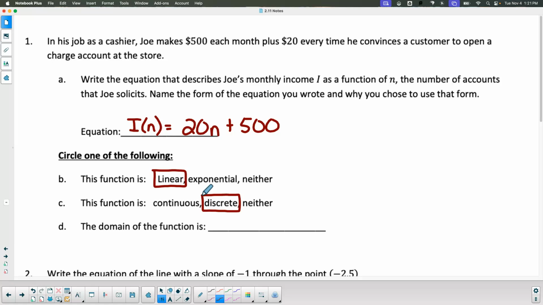That would be if it's continuous. Not continuous, it's discrete. All natural numbers? Well, it depends. Can he sign nobody up during the month? Yes? Okay, so that means we have to include 0. Which set includes zero? Whole numbers. Yep. Whole numbers.